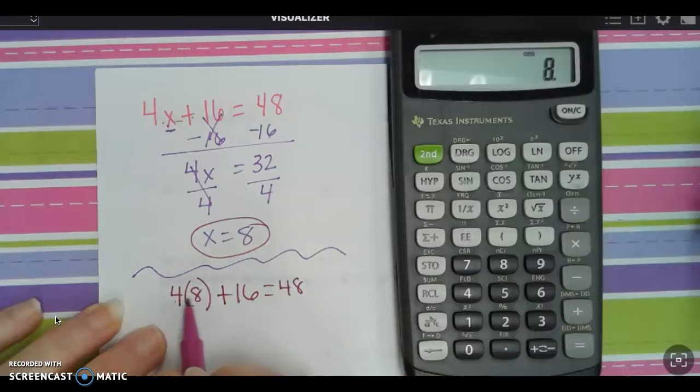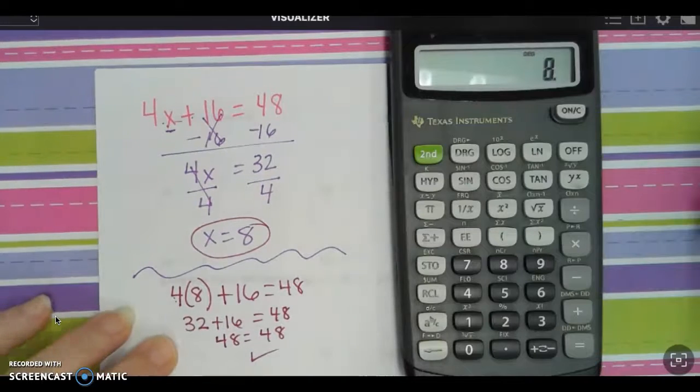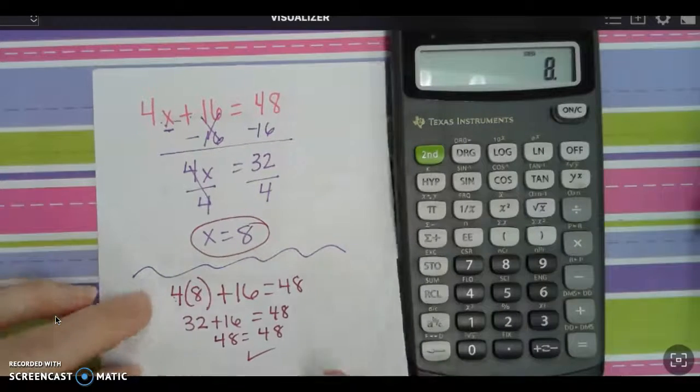So if you do 32 times, excuse me, I told you the answer, 4 times 8 is 32, plus 16. That does give us 48. So this is 48, and it equals 48, so we know that we got it right. That's the good thing with equations. You can always check them.